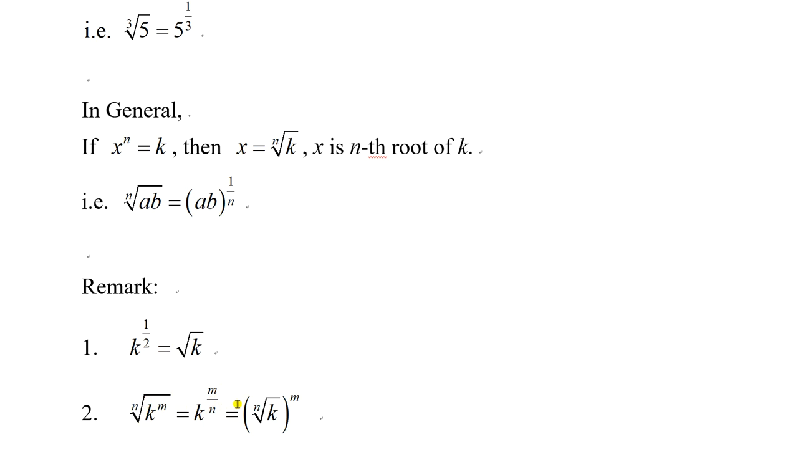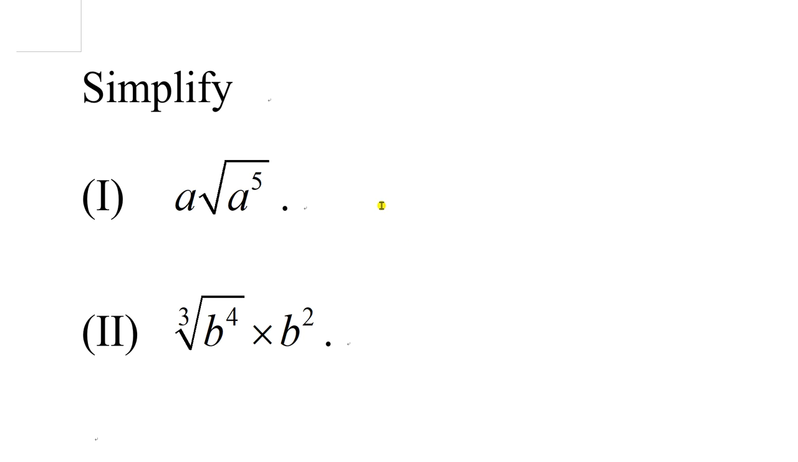So let's see some examples. You need to simplify these two expressions. 1, a times square root of a to the power 5. 2, b, cube root of b to the power 4 times b squared. So let's see how we do this.